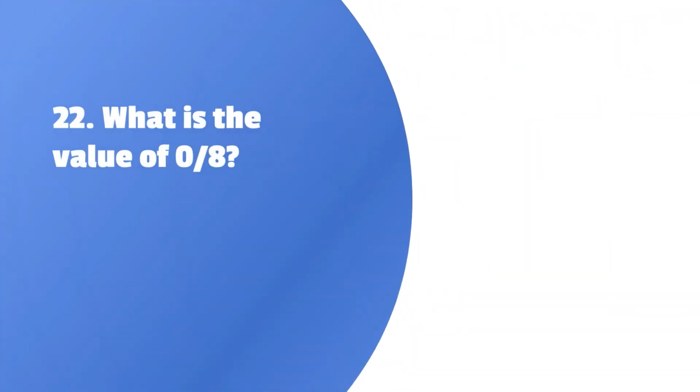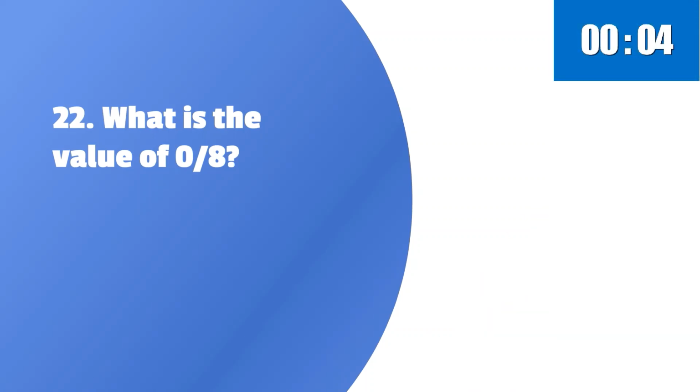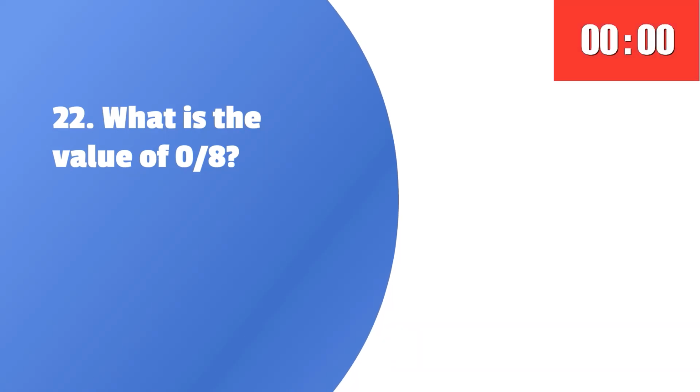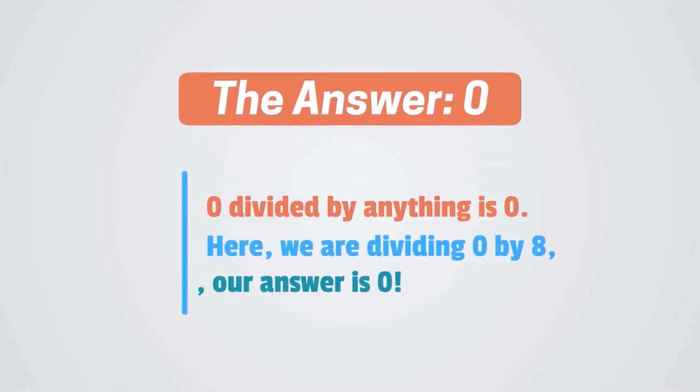Number 22. What is the value of 0 divided by 8? Pause the video for more time. The answer is 0. 0 divided by anything is 0. Here we're dividing 0 by 8, so our answer is still just 0.